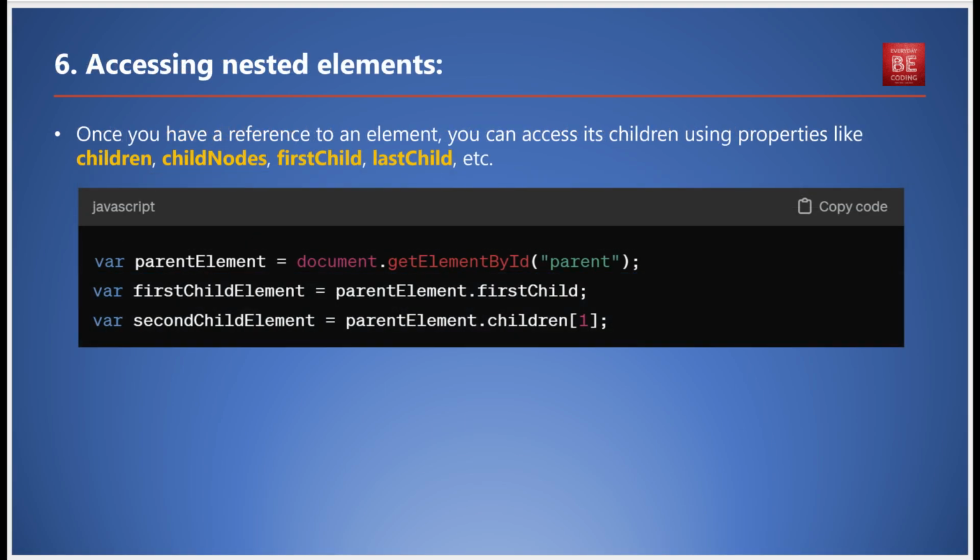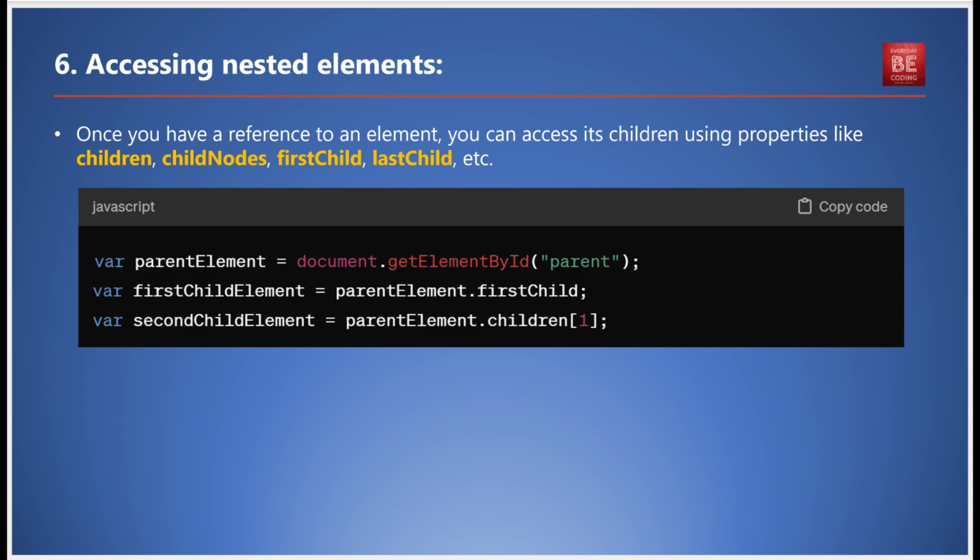Once you have a reference to an element, you can access its children using properties like children, childNodes, firstChild, lastChild, and so on. Here's a quick example: var parentElement = document.getElementById('parent'), var firstChildElement = parentElement.firstChild, var secondChildElement = parentElement.children.